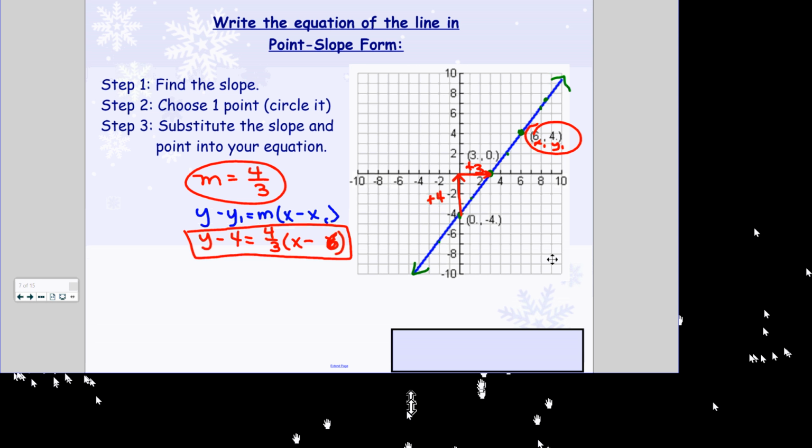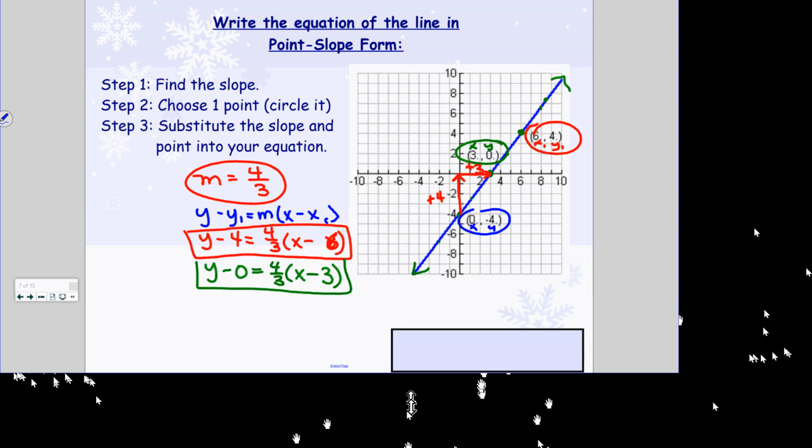Now, there are two other points given to us. So I want to show you that if you had used, let's say, the point 3, 0, that still would have worked. So y minus 0 equals 4/3 times x minus 3. This is another correct equation for this line in point slope form. And let's show that it also works for this last point, 0, -4.